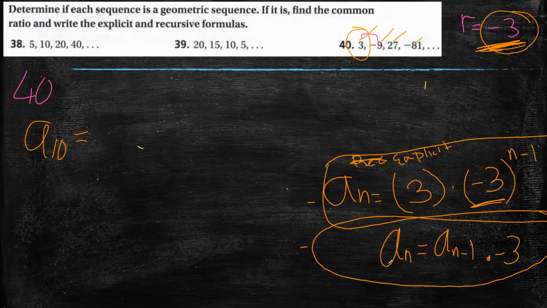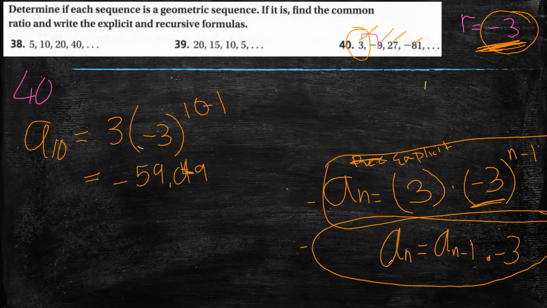So I will say A sub 10 is 3 times negative 3 raised to the power 10 minus 1. And you will only find the answer. Yes, you will say now negative 3 to the power 9. Then you multiply it by 3. So it will be negative, this big number. This is A sub 10.